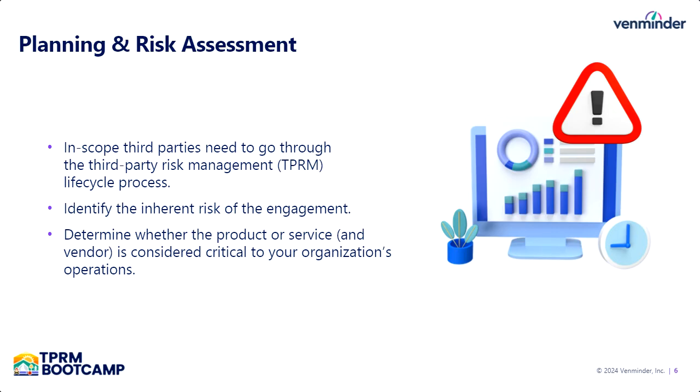Now, one of the very first things we do right from the beginning when we're planning for that vendor engagement is we determine if it's going to go through our third-party risk management process. And if it is, the first thing we do is identify the inherent risk of the engagement and determine if that product or service is going to be critical to our operation.